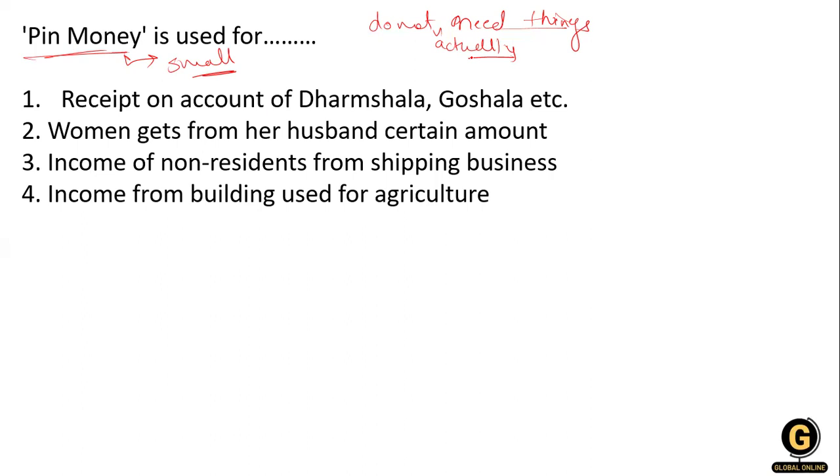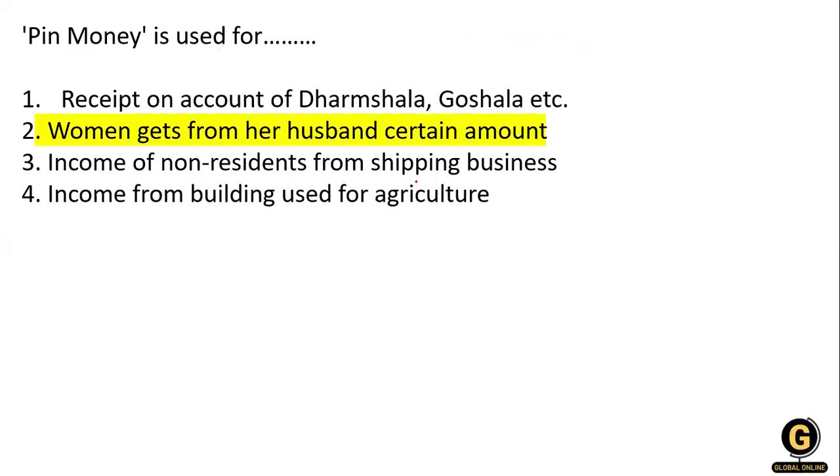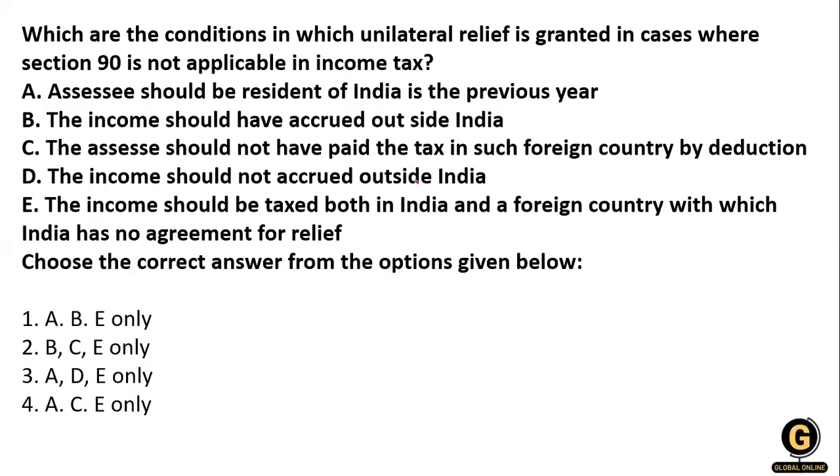Now I am just reading the options, and you have to correct it. I'm not giving the right answer to you. You have to comment in the comment box. So what is pin money? Statement number 1: a receipt on account of dharmashala and goshala. Statement 2: a woman gets from her husband a certain amount, income from a non-resident from the shipping business, and income from a building used for agriculture. So you have to answer this. We have already marked it, but you have to answer me in the comment box: what is pin money, and what is the right answer for that question.